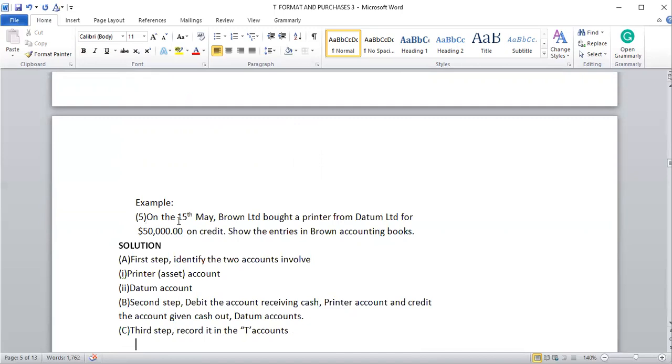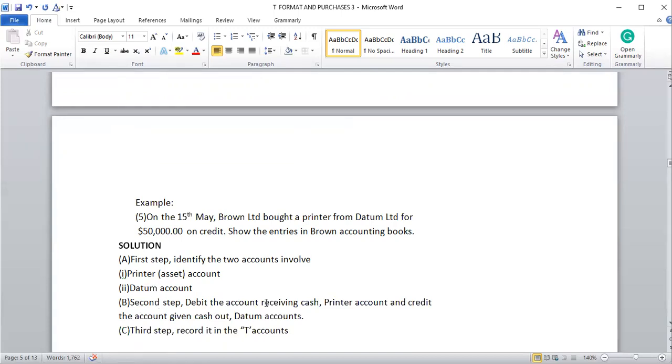So example 5: on the 15th of May, Brown bought a printer from Datu Limited for $50,000 on credit. Show the entries in the Brown accounting record. So the solution, the double entry principle. First step, identify the two accounts involved: the printer account, which is an asset, and Datu account. Because payment was not made immediately, the company is owing Datu, so the Datu account should be recorded, but not the cash account.